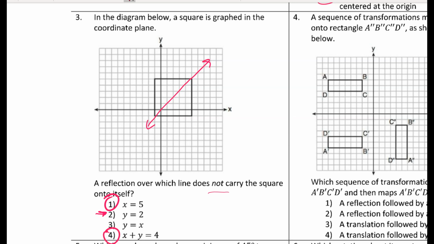And then for the last choice, if I end up subtracting x on both sides, I'm left with y equals negative x plus 4. So that's a line with a y-intercept of 1, 2, 3, 4, right up there, and with a slope of negative 1. Of course, you could always type that into your calculator. And that goes along the other diagonal there, and that's also a line of symmetry, so the square would carry onto itself over that transformation.